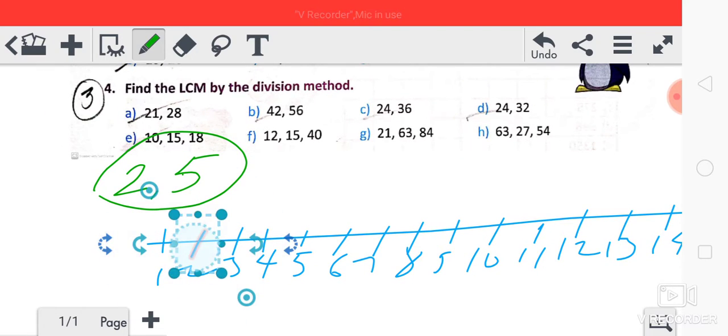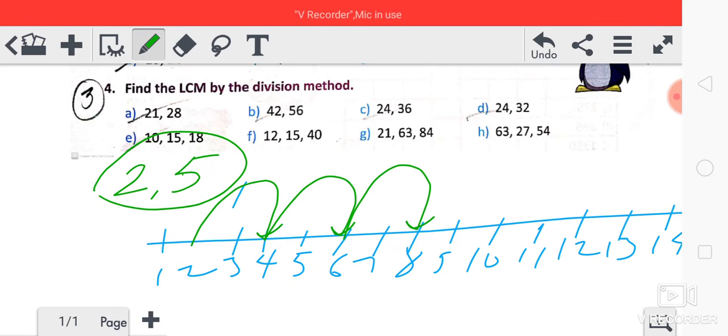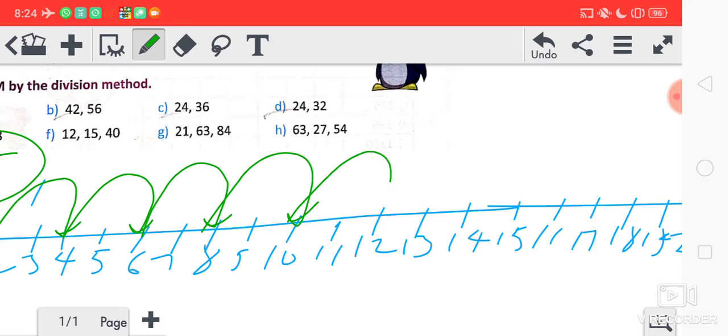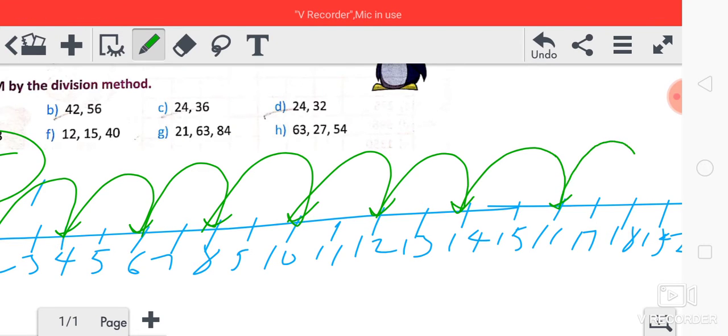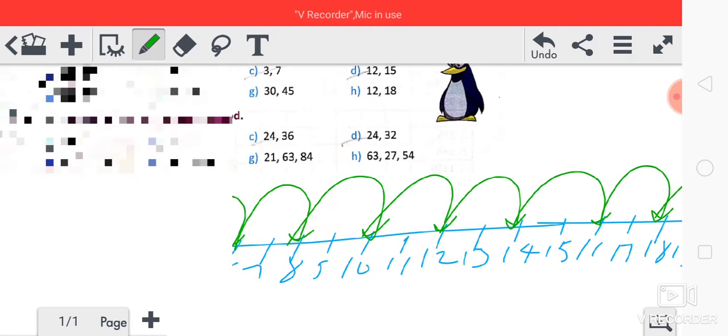So 2 1s are 2, then 2 2s are 4, then 2 3s are 6, then 2 4s are 8, then 2 5s are 10, then 2 6s are 12, then 2 7s are 14, then 2 8s are 16, then 2 9s are 18, then 2 10s are 20. Okay, so this one we have taken.